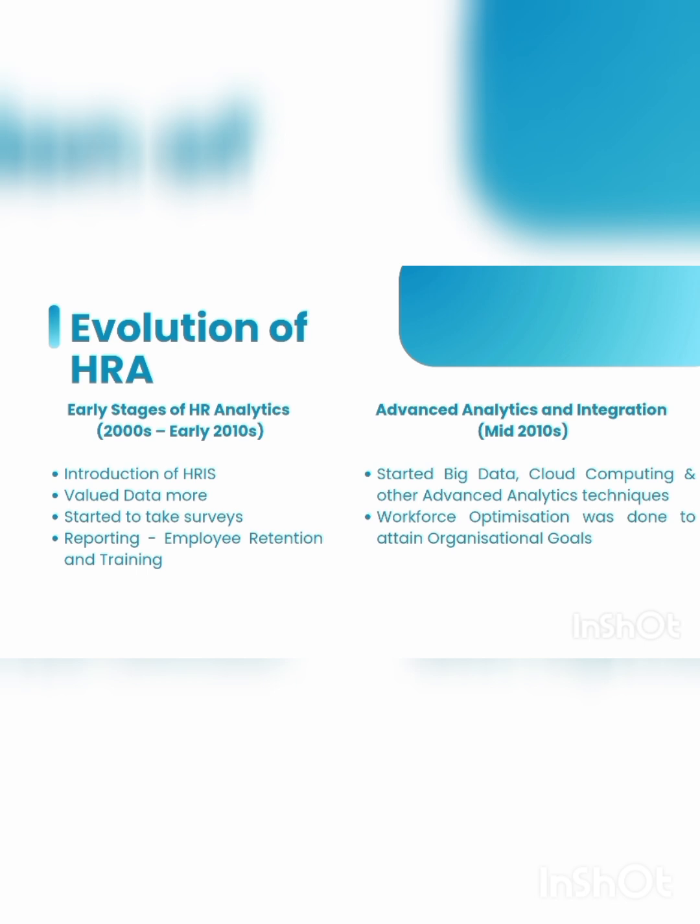HR analytics started aligning with finance, operations, and marketing to improve overall business performance. AI based tools began analyzing resumes, improving hiring efficiency, and reducing biases in recruitment. For example, companies like Google and IBM began using HR analytics to predict which employees were at risk of quitting and offered targeted interventions to retain them.